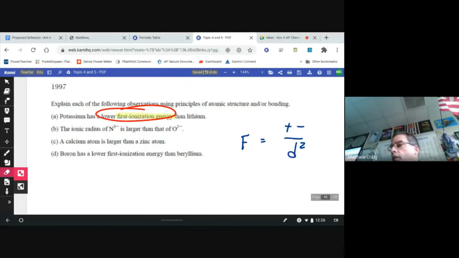And we'll do that here in a second. All right, let me look at this real quick. Larger lithium does not have a larger radius. Oh, potassium has a larger radius. Yeah, that's what I meant. We'll make sure you say that.